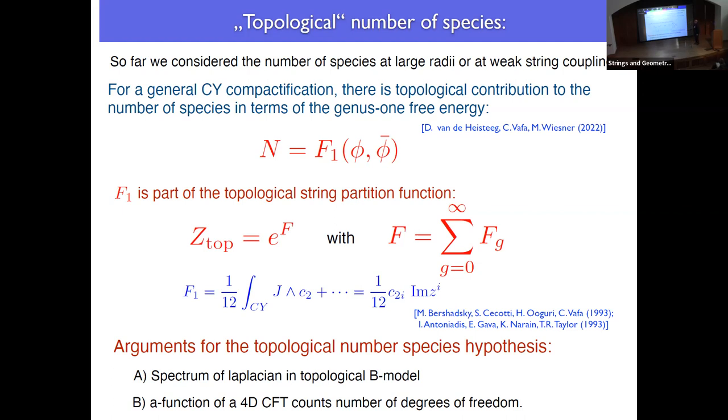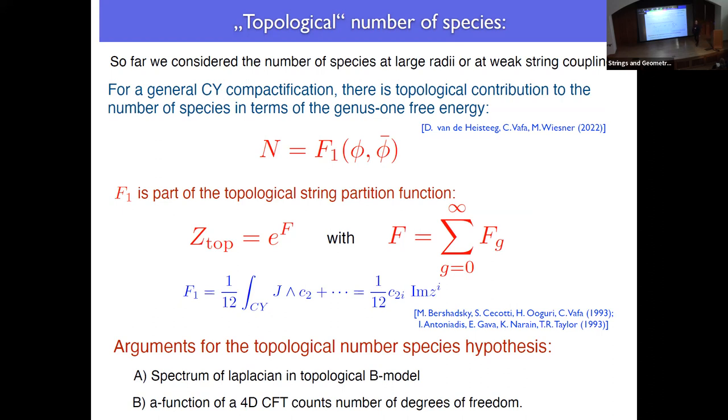And the proposal is that the number of species can be expressed in terms of a topological number, which is called F1, which itself, as we will see, is field dependent or background dependent, and again, therefore, N will be a field dependent quantity. What is F1? F1 is part of the so-called topological string partition function.